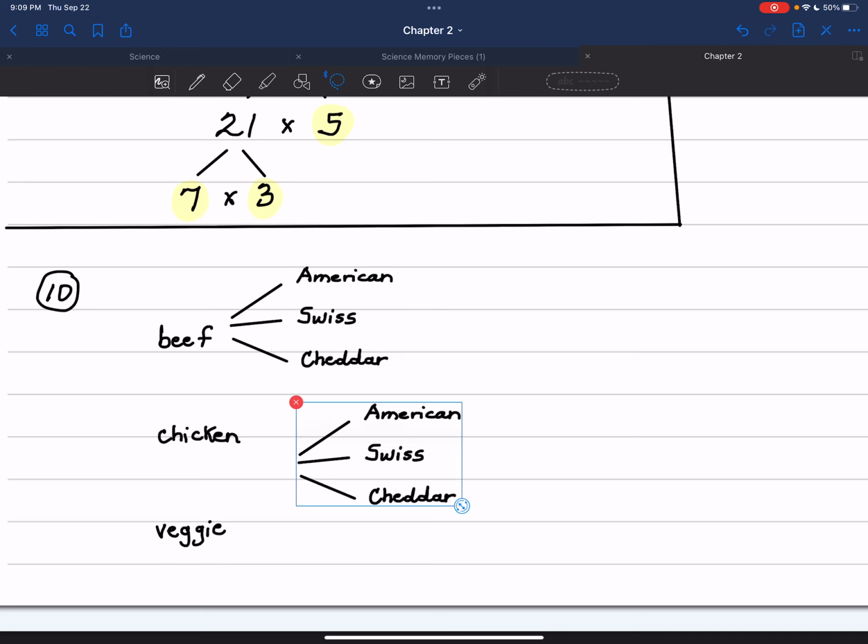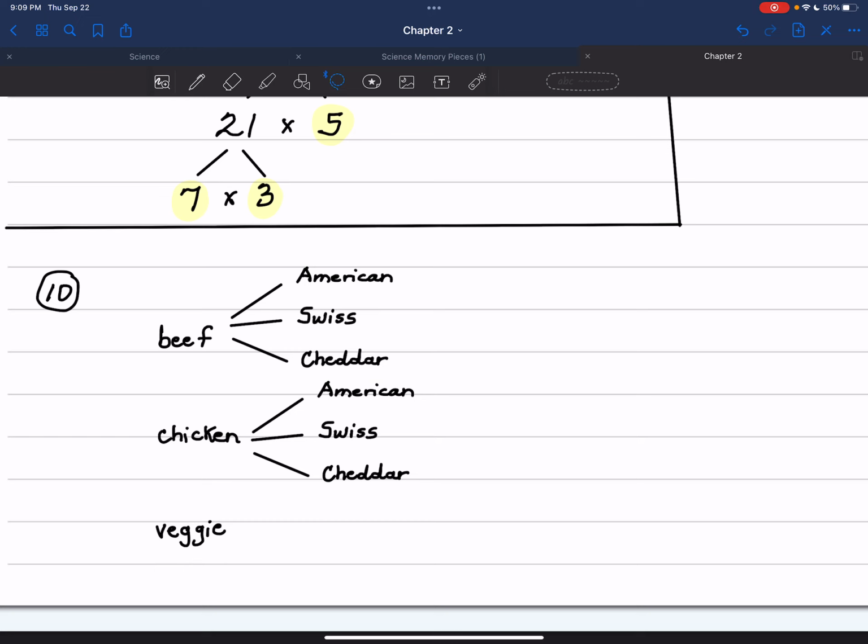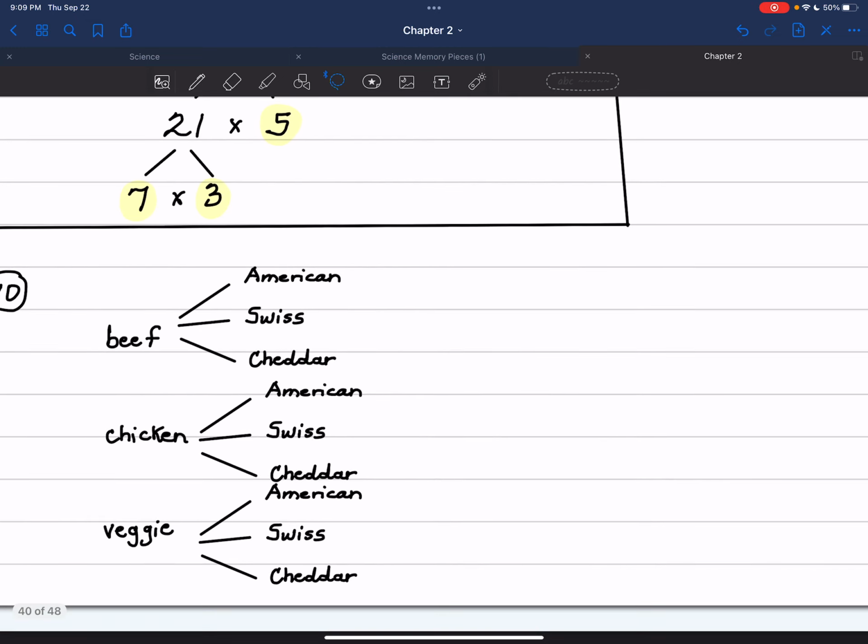Okay, so here are the cheeses that could go with chicken. And then here are the cheeses that could go with veggie. So at this point, we have 9 possible choices. 3 times 3 is 9. 3 types of filling, 3 types of cheese. And then you have to choose the type of bread you want. And this is where it gets hard for me to think.